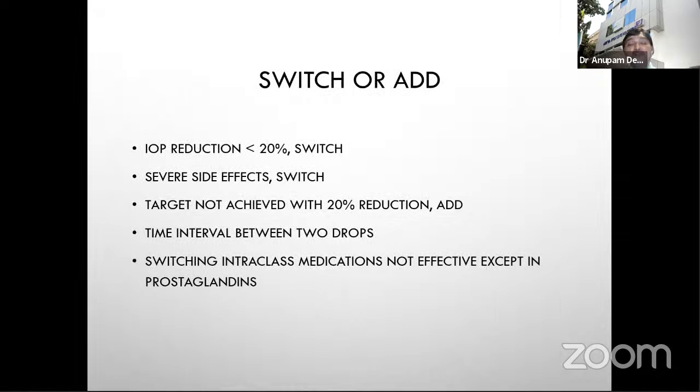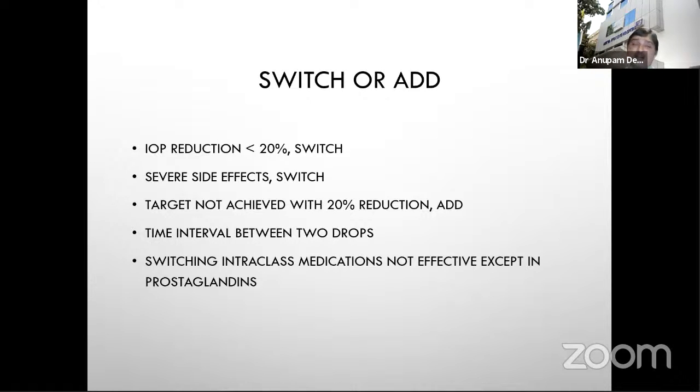Now, whether to switch or add a medication. If you start the medication and you're getting IOP reduction which is less than 20%, remember that your first medication should give at least 20% reduction. So if that has not been achieved, you must switch the medication to something else. If there are severe side effects, then also you need to switch the medication.